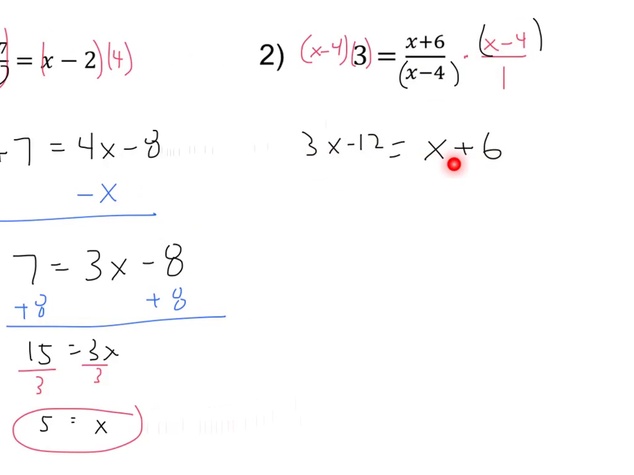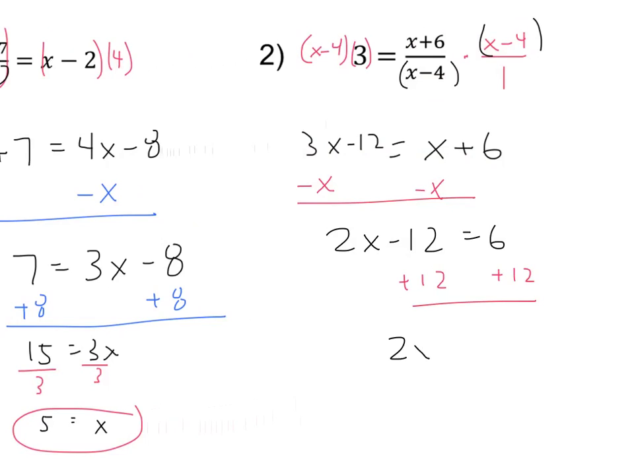Let's do this real fast. Subtract x from both sides. We get 2x minus 12 equals 6. Now I can add 12 to both sides. We have 2x equals 18. And if I divide both sides by 2, we get x equals 9. So this right here, this is our answer. This 9, if I plug this in, would make this statement true.